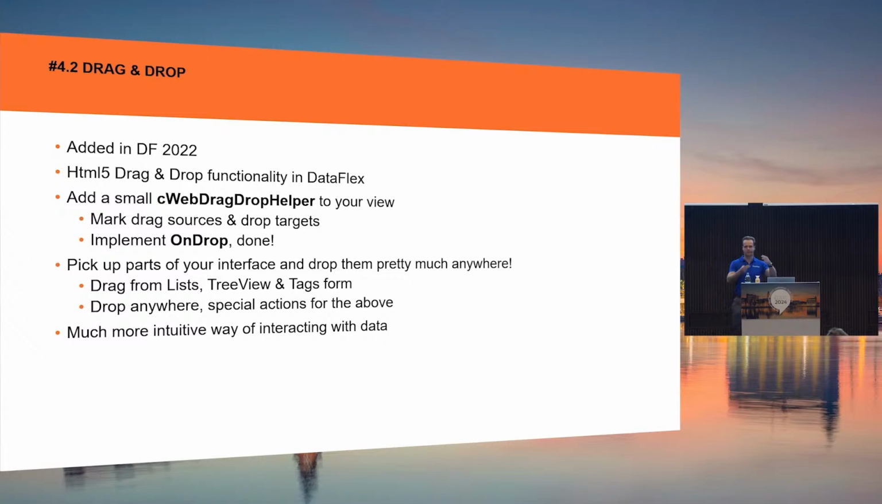Now with drag and drop, you can get rid of those two buttons, and straight away pick up one item in a list and drop it right in the other list. Okay, so now we have drag and drop and the dynamic object container.